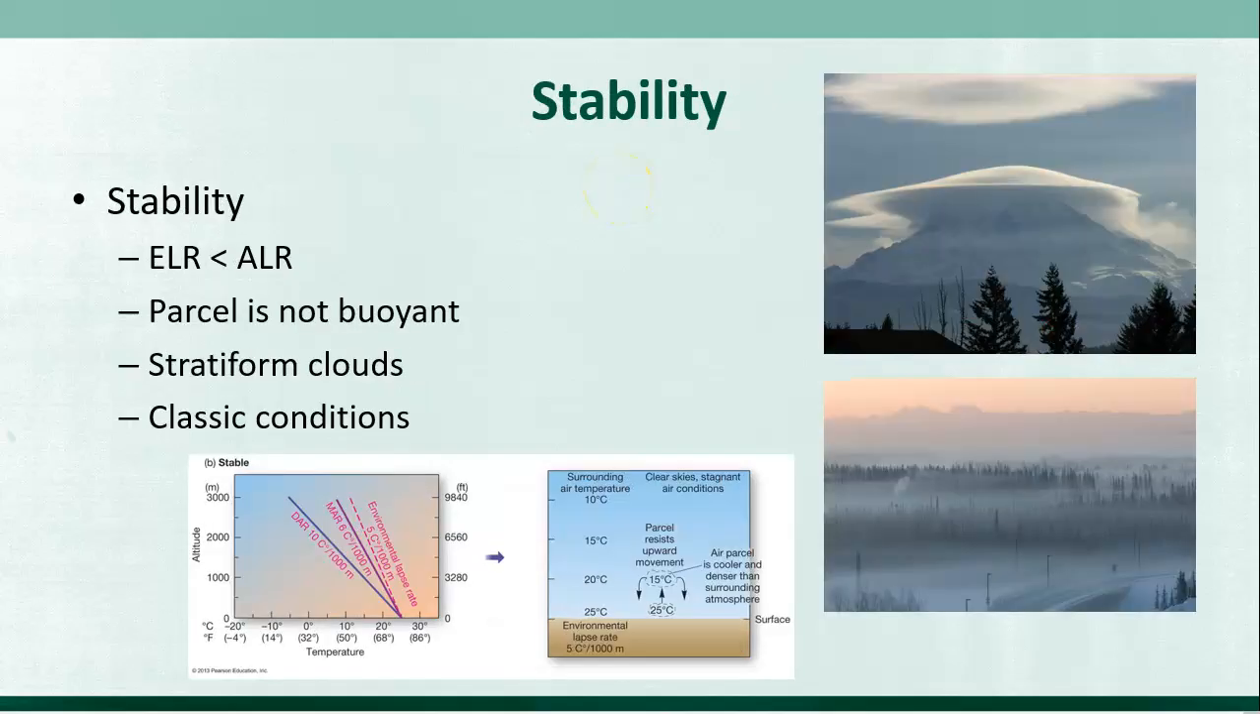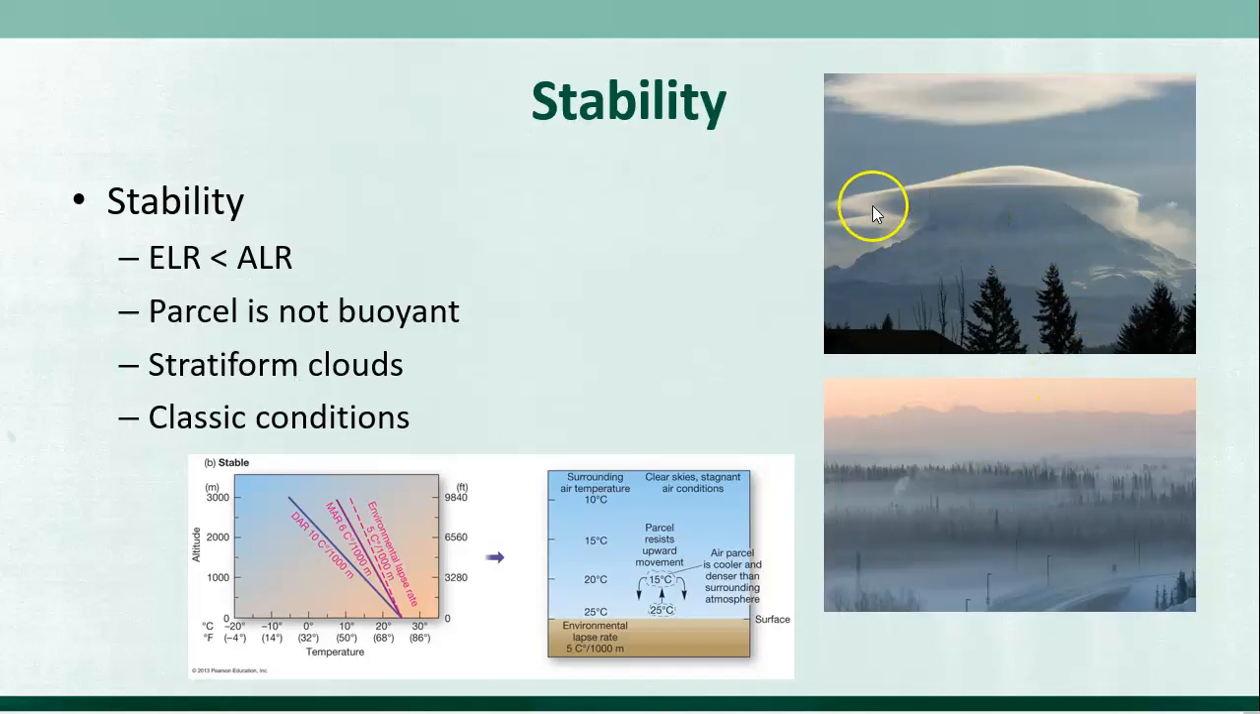Stable air is just the opposite of this. The environmental lapse rate is now less than the adiabatic lapse rate. That means any air that gets forced upwards is actually colder than the air that surrounds it, and so it doesn't want to be buoyant. It doesn't want to go up. It forms stratiform clouds, as you can imagine, flat gray clouds.